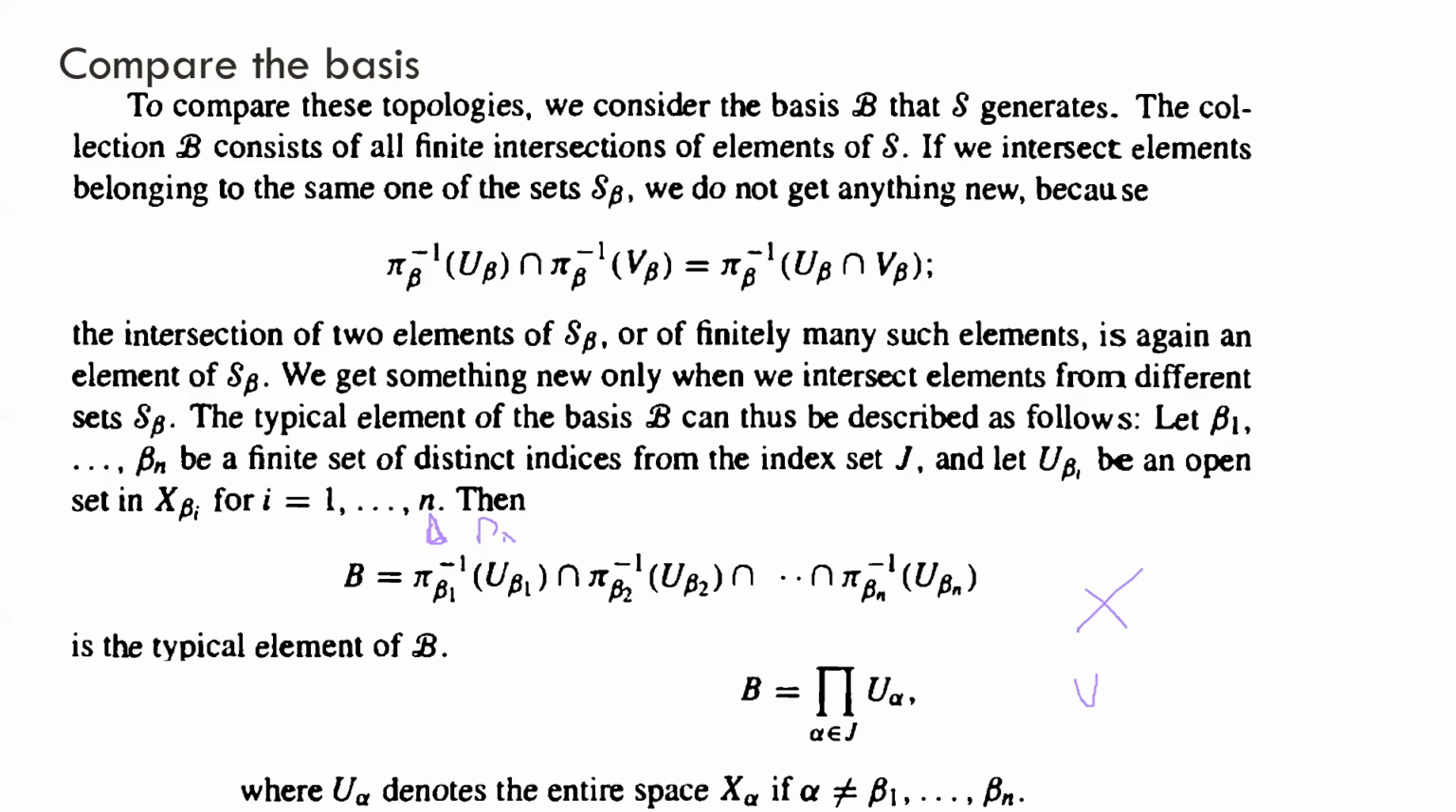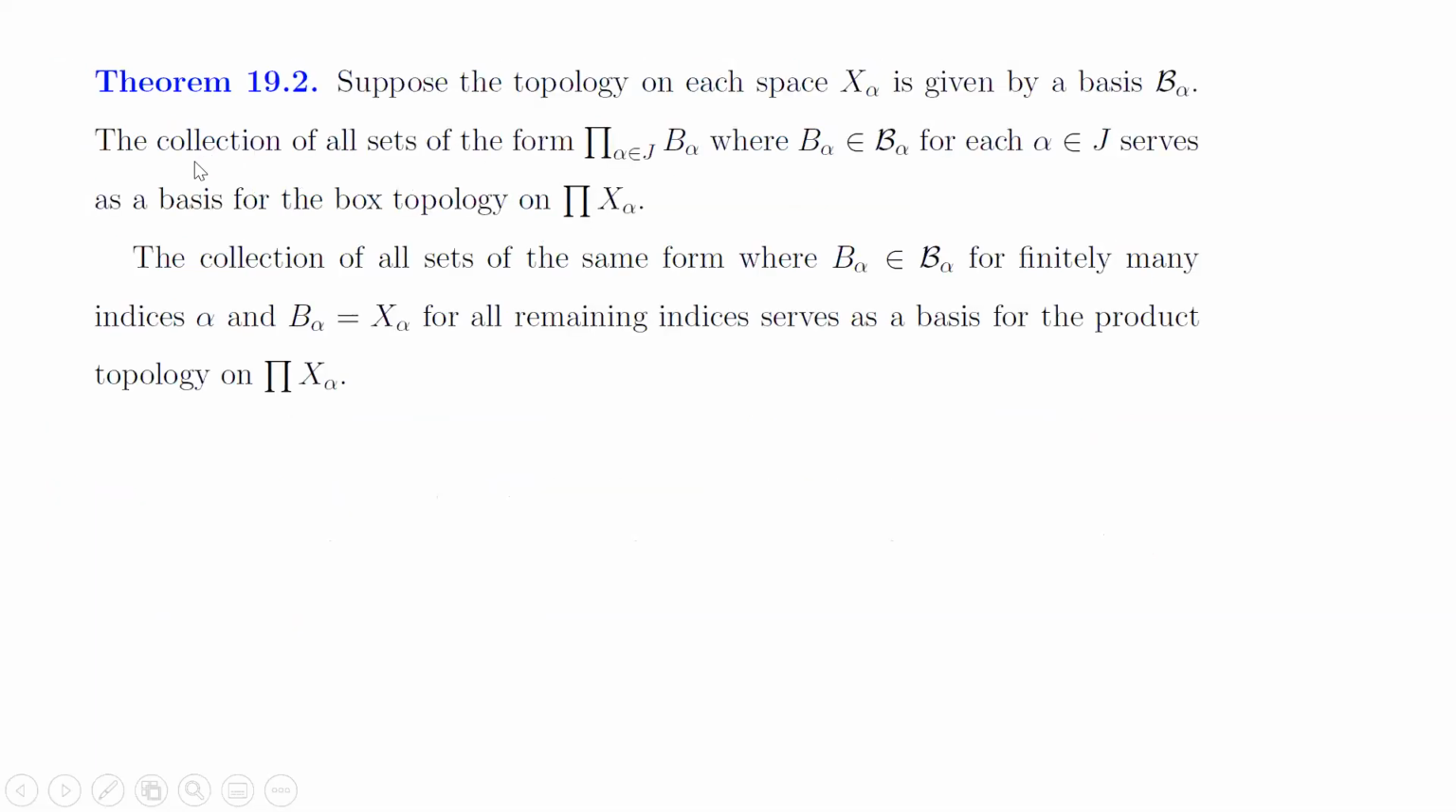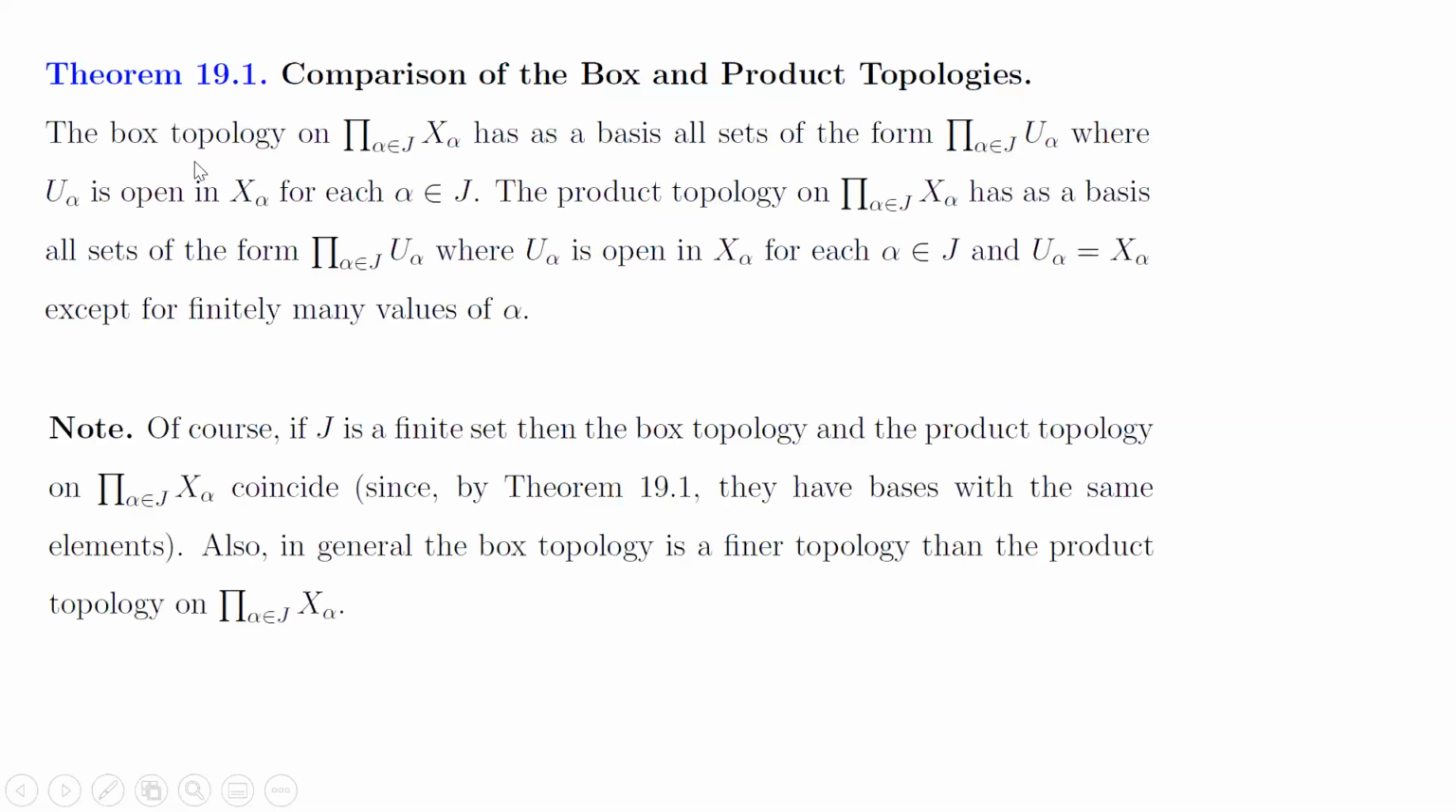Okay. So it's basically when they're finite, they're the same, but when they're infinite, the box topology is finer. So generally, the box topology is finer than the product topology. And we go to 19. Oh, do we have any question about this?